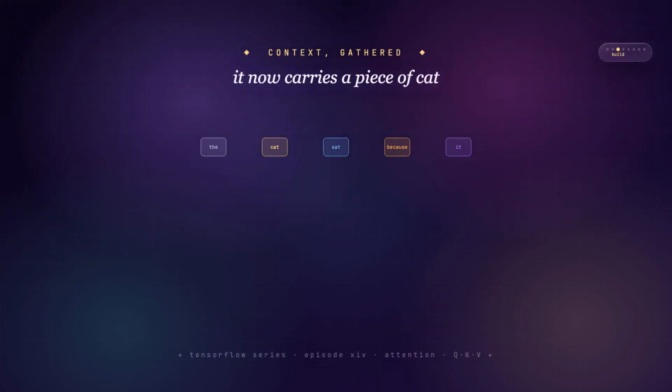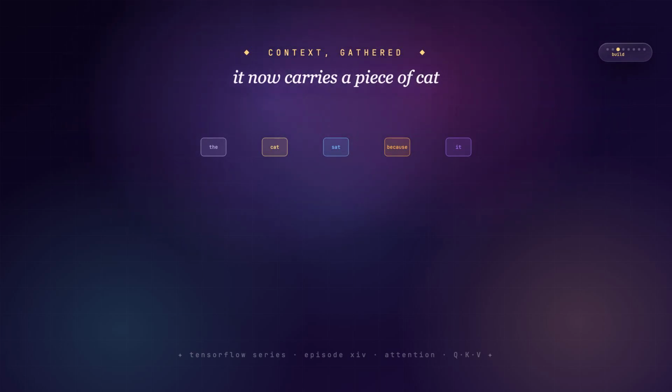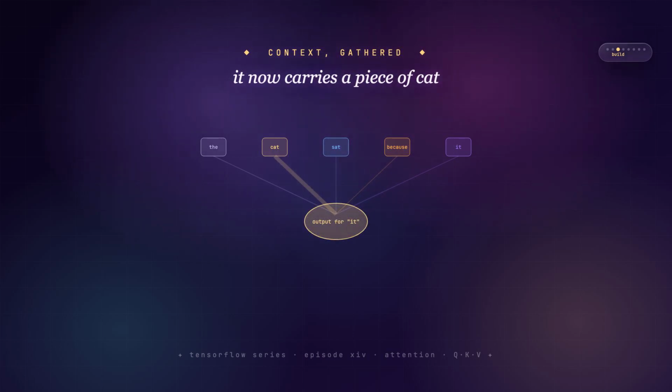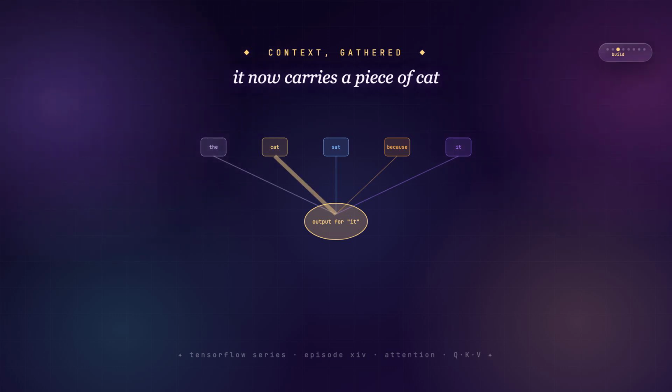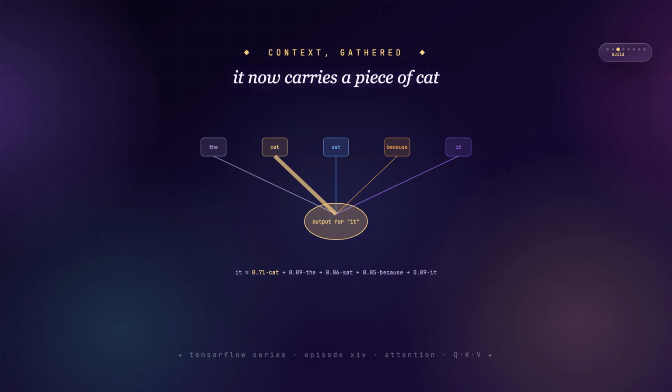Last step, and it's where the magic actually pays off. We take those weights and use them to blend the values. 71% of cat's value, a sliver of sat's, a trace of the others, add them up. The output for "it" is now a custom mixed vector that contains its context. It literally carries a piece of cat inside it now. Context gathered in one shot.